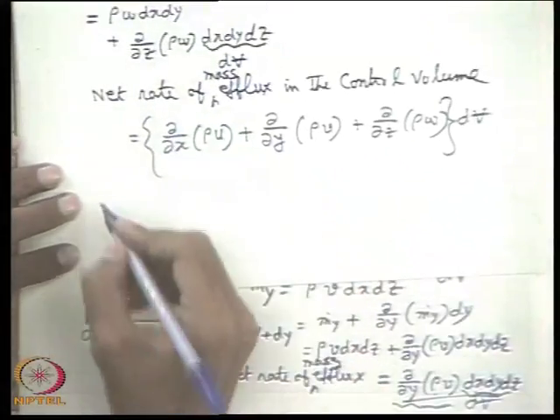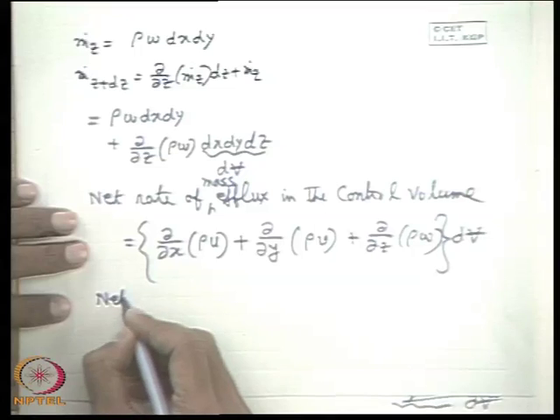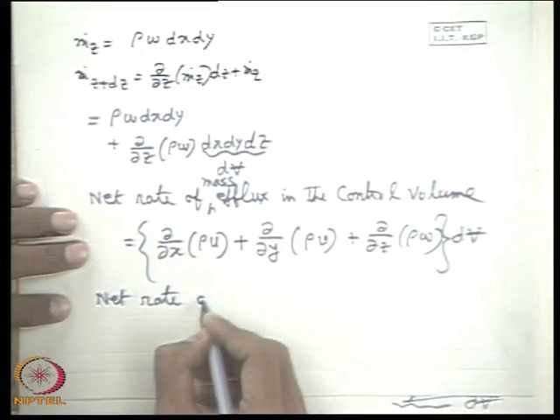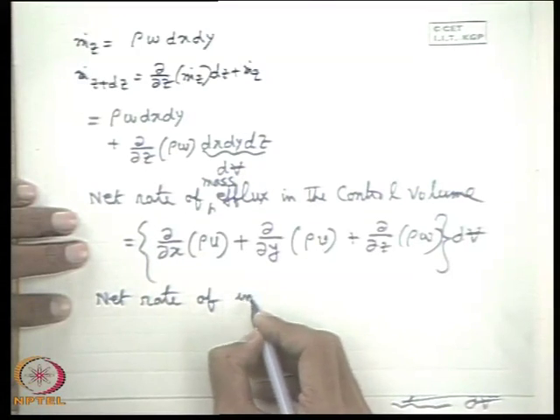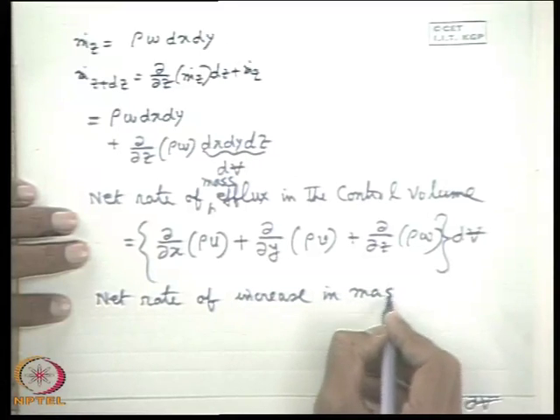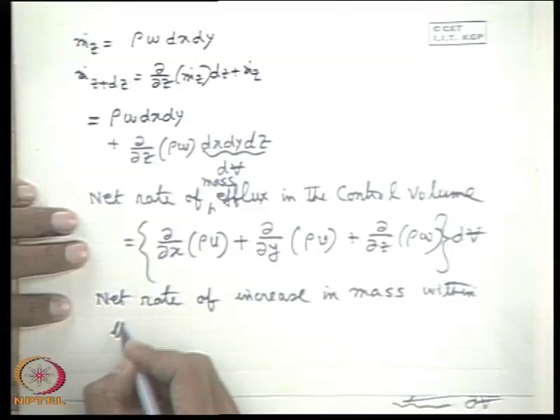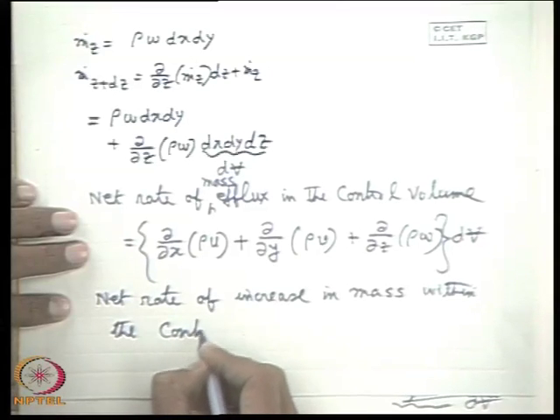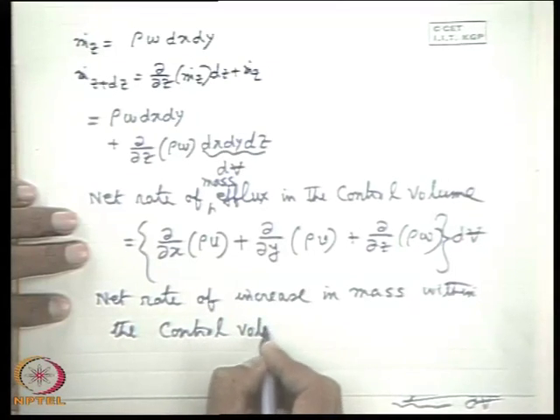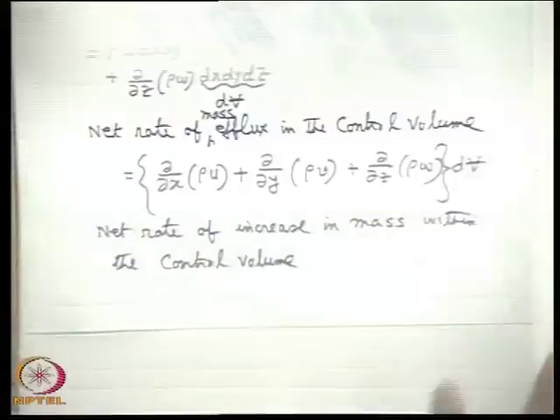So now, the net rate of increase in mass within the control volume is the next thing we have to find out. What will be its expression? Its expression will be the rate of change of mass within the control volume.